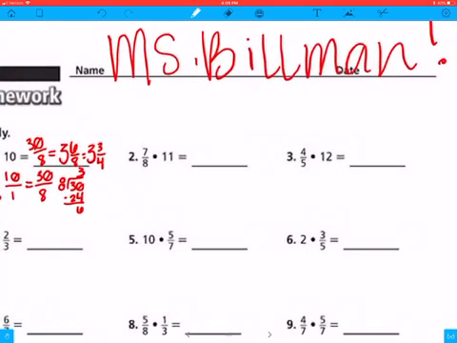Number 2, 7/8 multiplied by 11. So I set it up 7/8 multiplied by 11 over 1, multiply straight across, 77 over 8, and I can use long division to solve. So 8 can go in there 9 times, 72. 77 minus 72 is 5, so 9 5/8.